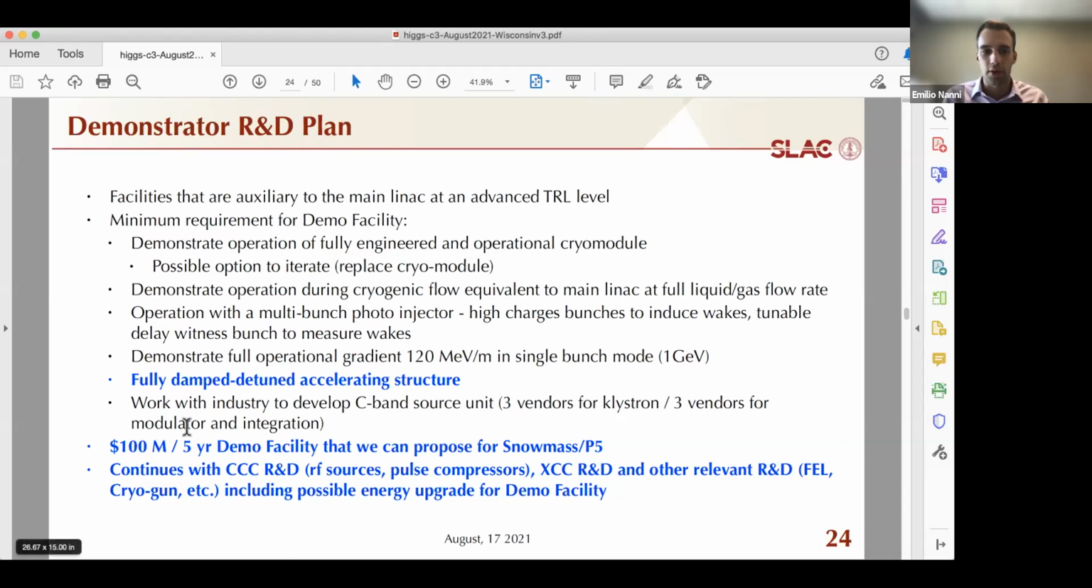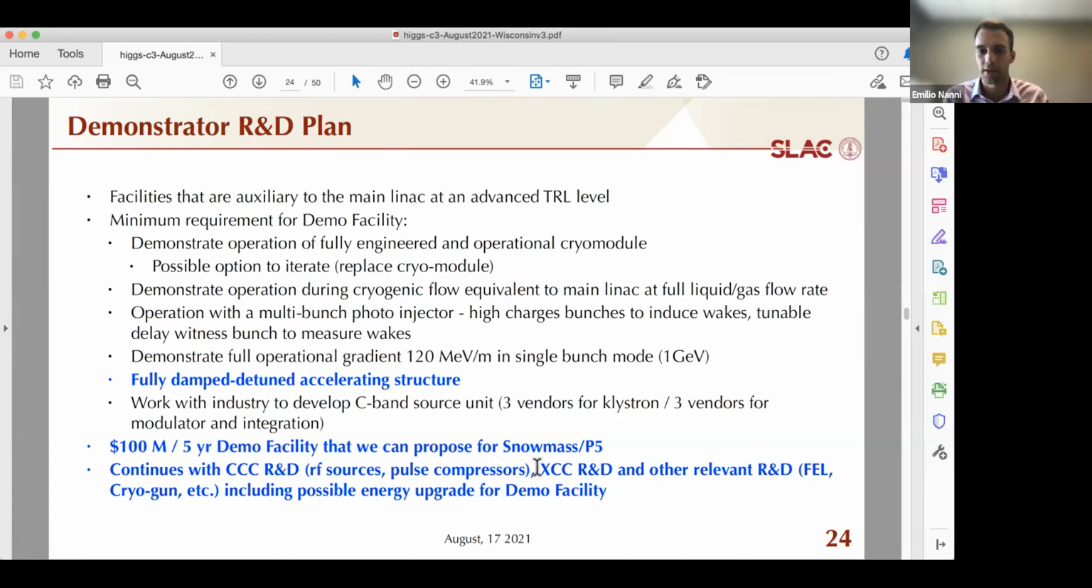Roughly, we think this is on the order of a $100 million project, a 5-year demo facility. It's something that we're hoping to propose through Snowmass MP5. It's a facility that could continue on with C-cubed relevant R&D, RF sources, pulse compressors, things that would be really important for getting to the multi-TeV scale.